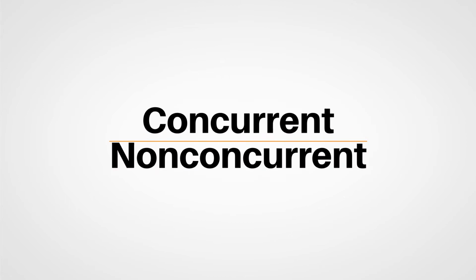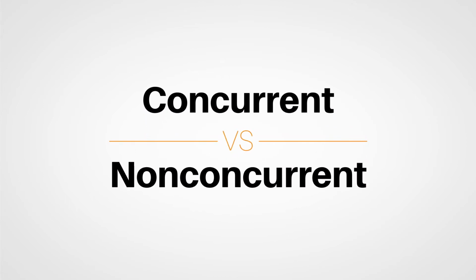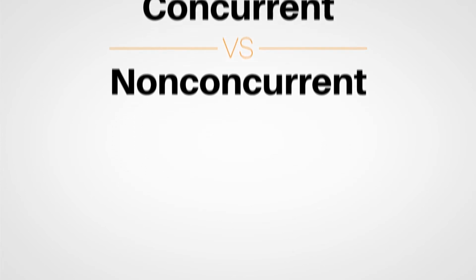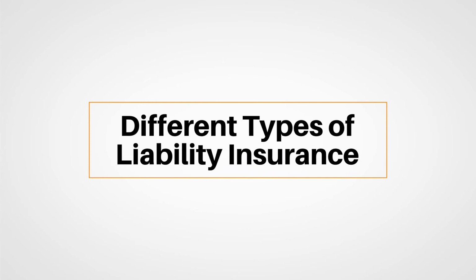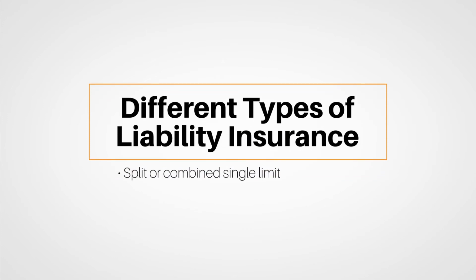Review concurrent and non-concurrent policies and make sure you're familiar with their differences and how insurers coordinate benefits when there's more than one effective policy. This section concluded with a discussion on the different types of liability insurance limits, such as split or combined single limit, and that many commercial insurance policies provide per occurrence and aggregate policy limits.